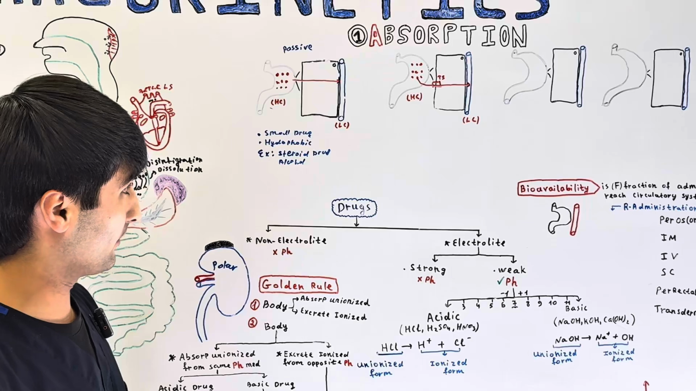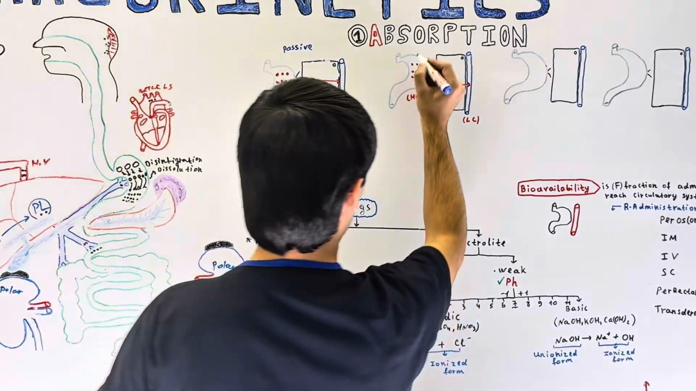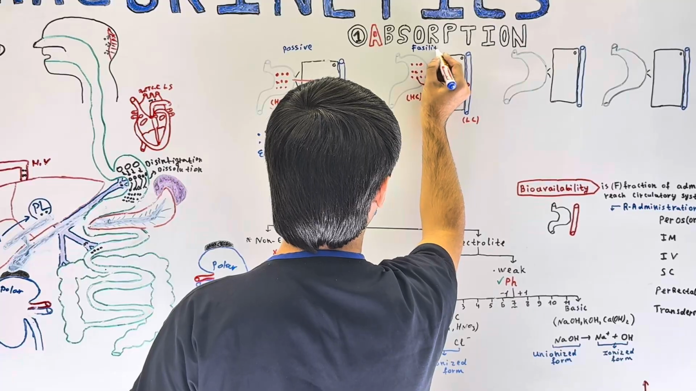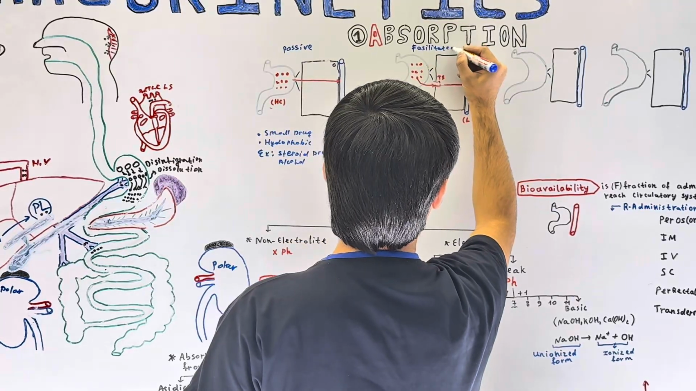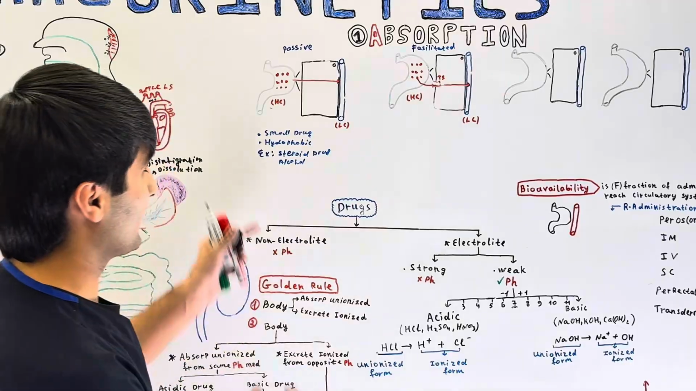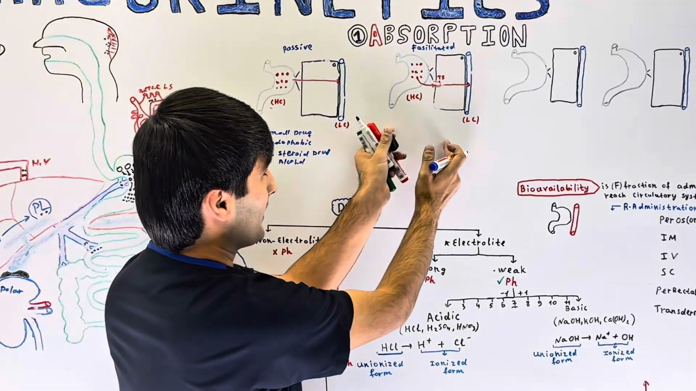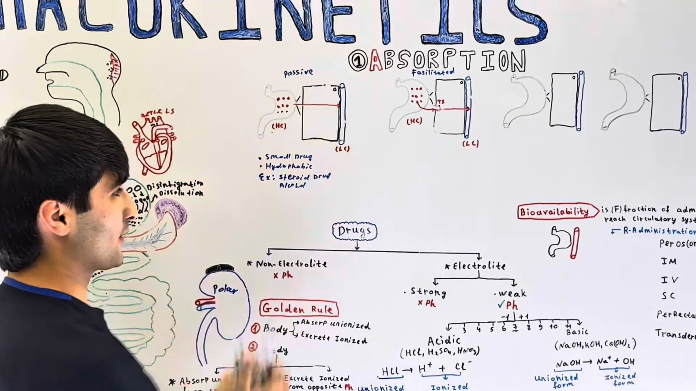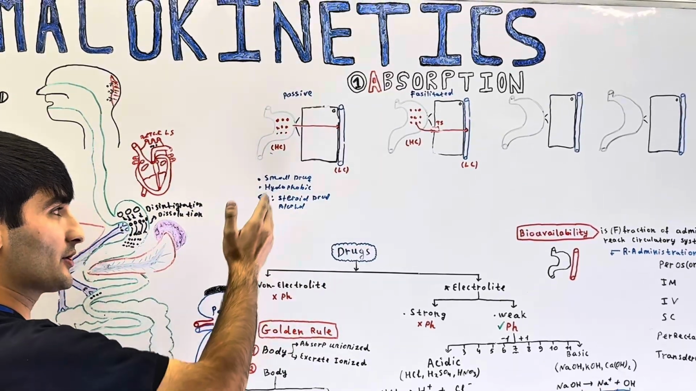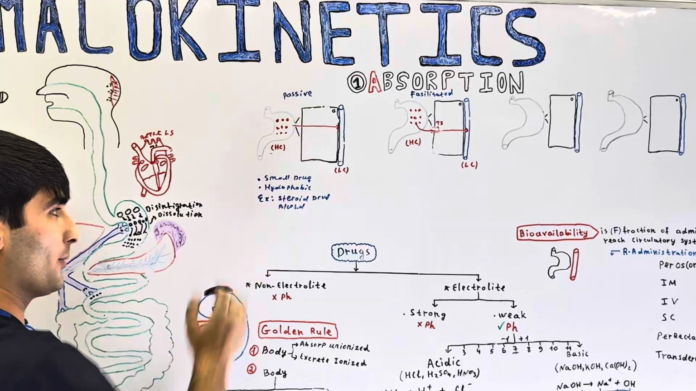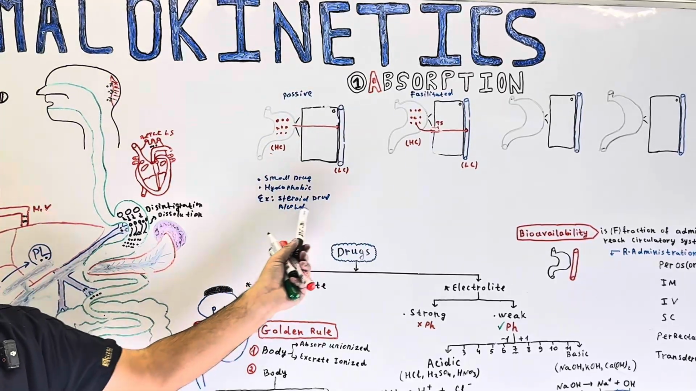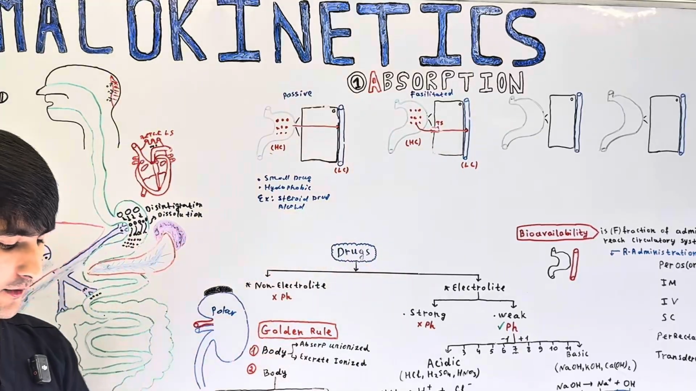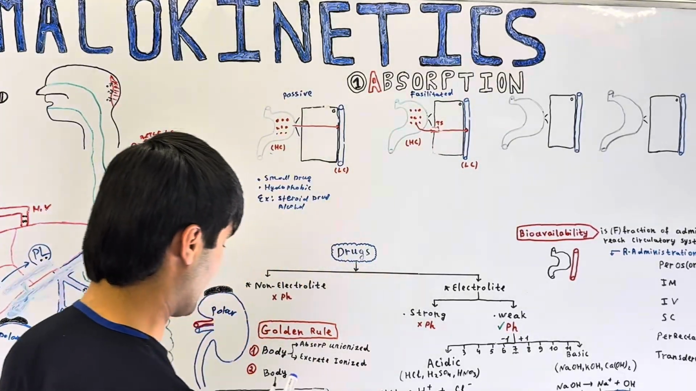The name of this mechanism is called facilitated types of the absorption. It was the passive, and this one is the facilitated. Now we talked about the passive types of absorption, which includes small drugs, hydrophobic drugs, for example steroids or alcohol. Now you have to know which drugs absorb through the facilitated mechanism.